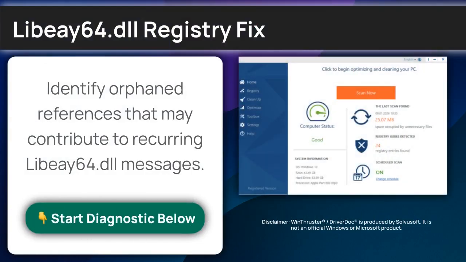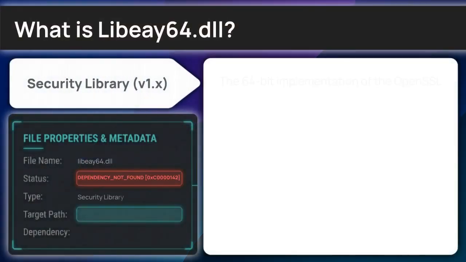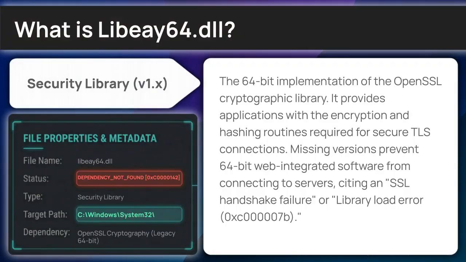This is the OpenSSL Library 64, the 64-bit implementation of the OpenSSL Cryptographic library. It provides applications with the encryption and hashing routines required for secure TLS connections. Missing versions prevent 64-bit web-integrated software from connecting to servers, citing an SSL handshake failure or library load error 0x006C0007B. Enough of the technical side. Let's get these files back onto your system.